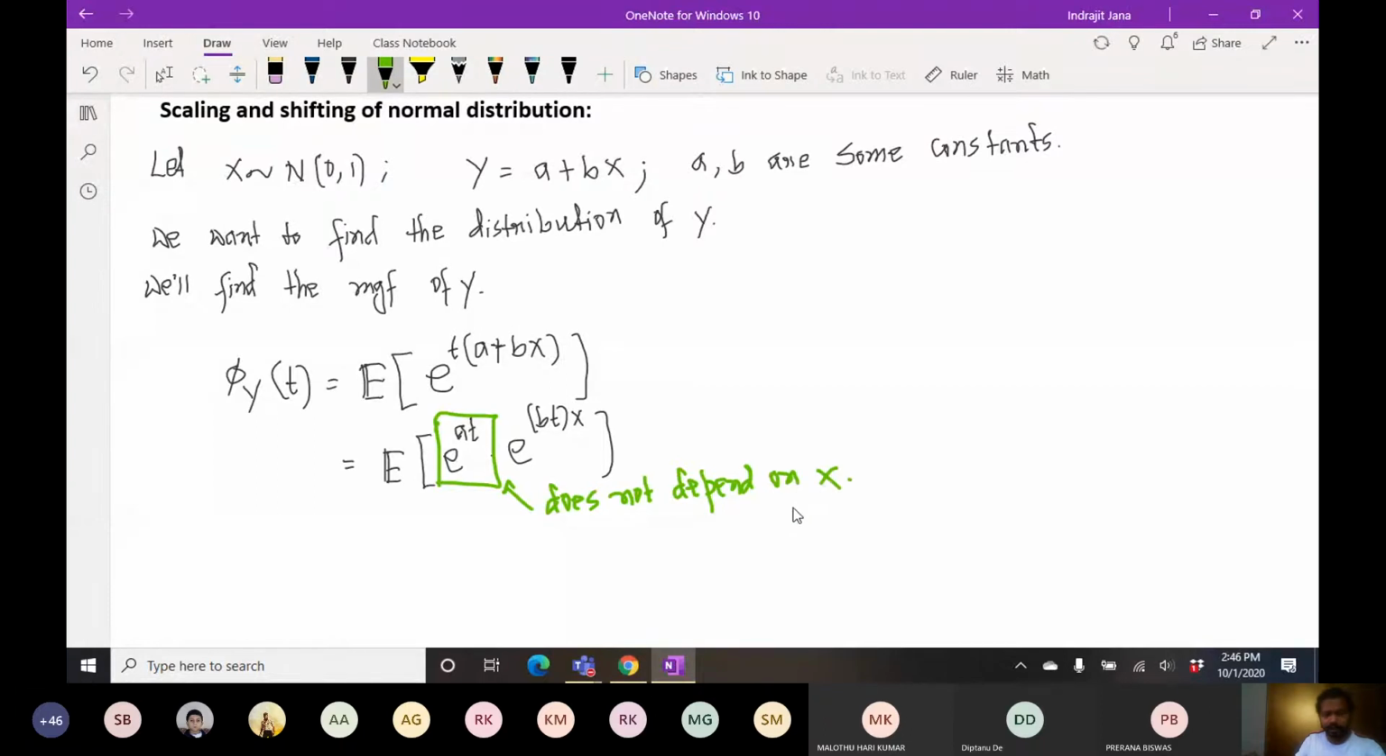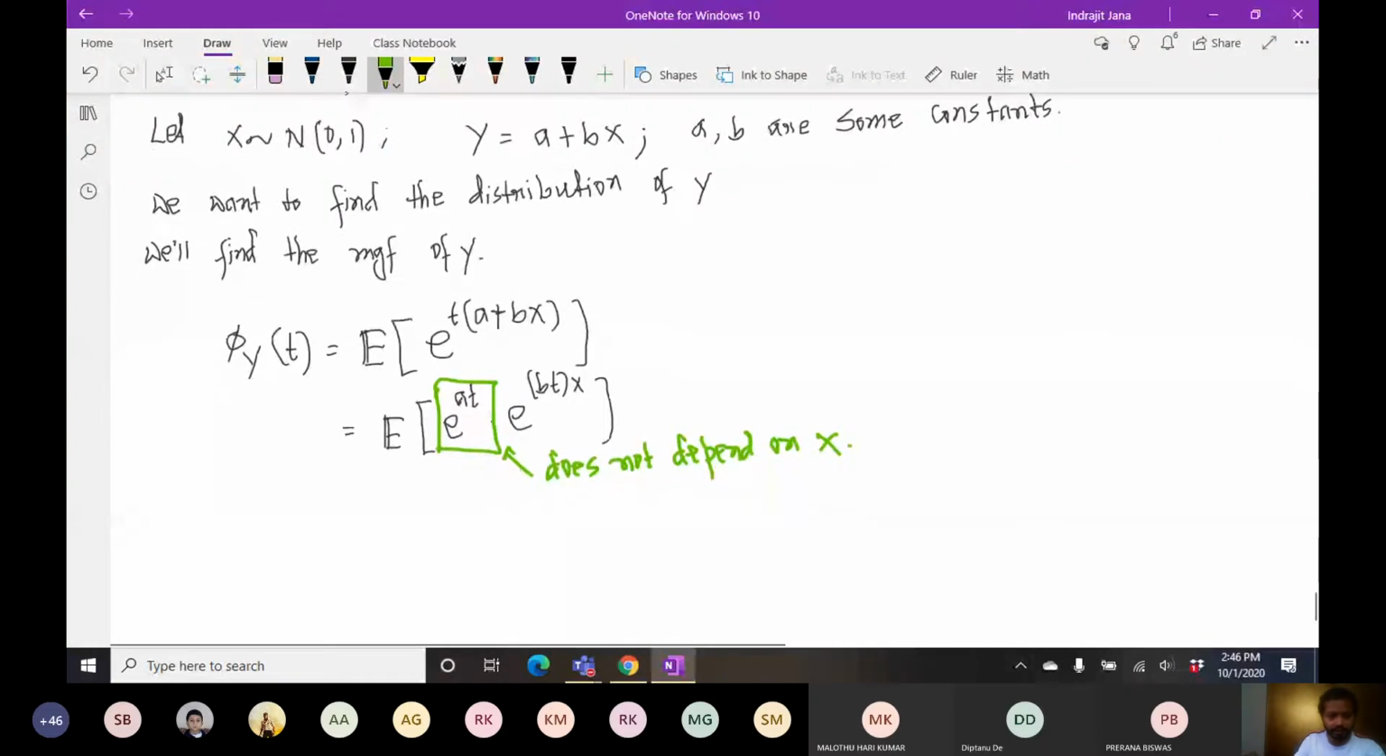Now, if something doesn't depend on x, you can pull that outside of the expectation. We have learned this before. So you can pull it outside of the expectation. We see e to the power at, and then the expectation of e to the power btx. Now, what is the expectation of e to the power btx?